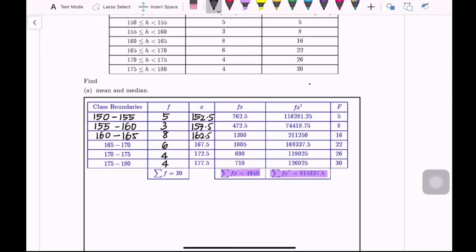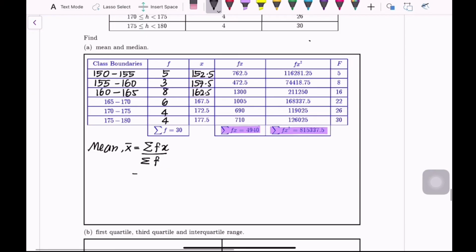For the mean, it is equal to the sum of fx over the sum of f. So the sum of fx is 4940 over the sum of f, which is 30. The mean is equal to 164.67.